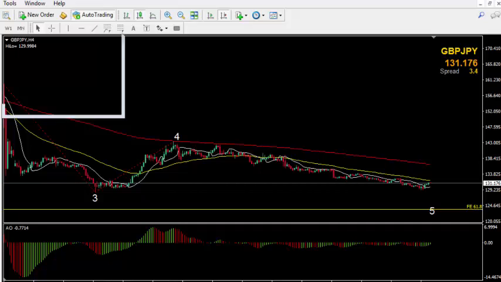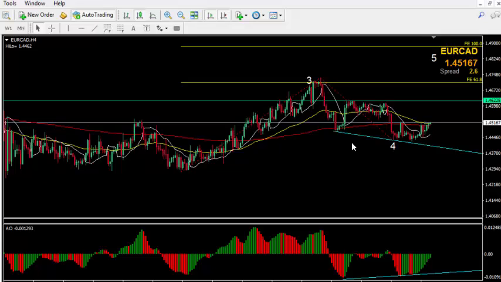The one right now is the euro against the Canadian dollar. If there is a close of a 4-hour bar above 145.20, I would expect that we may see some buyers come for the euro against the Canadian dollar, particularly on the back of the better than expected Eurozone economic sentiment survey overnight.